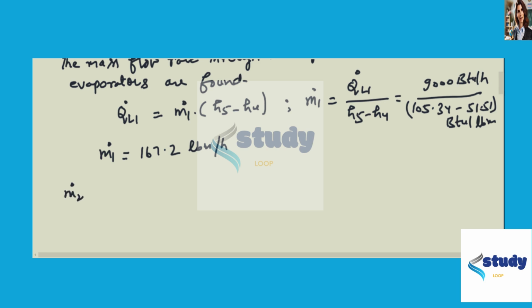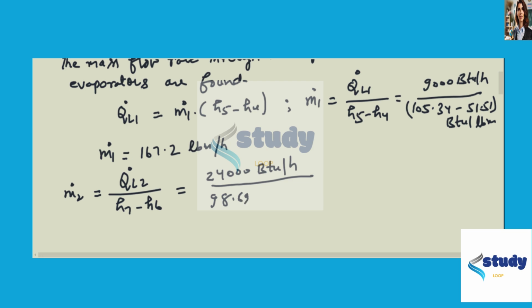Similarly, for the second evaporator, QL2 is m2 into h7 minus h6. It is given as 24,000 BTU per hour in the problem, divided by 98.69 minus 51.51, so it is 508.7 pound mass per hour.